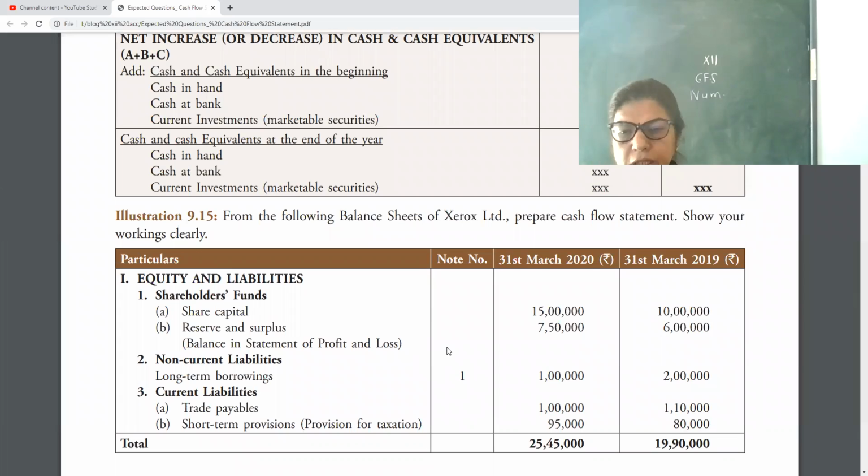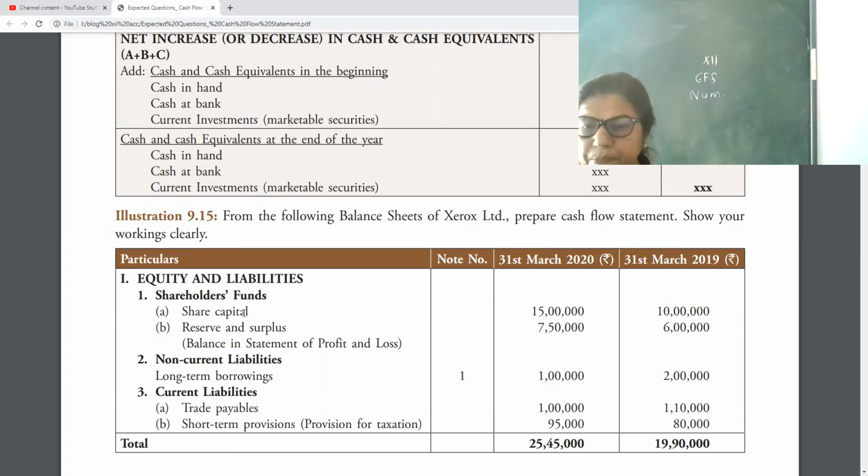This type of question will come in the exam with note numbers and in this format only. This is 2020, this is 2019. 2019 is the previous year, 2020 is the current year. First of all, you should check which is the previous year and which is the current year. Now see, I am going to tell you one by one.